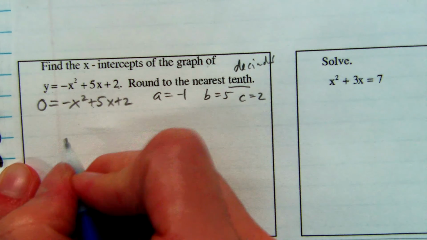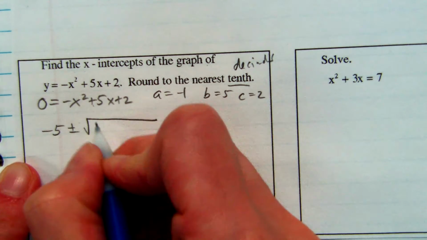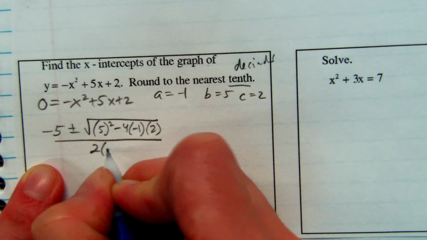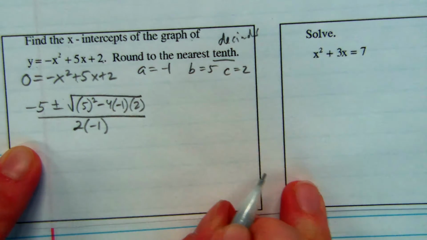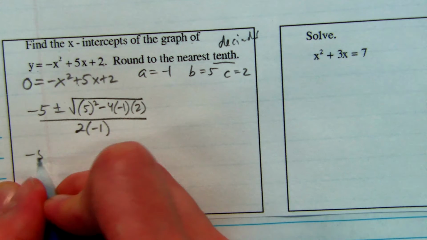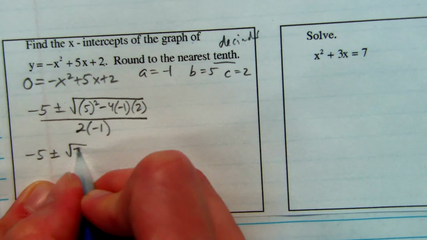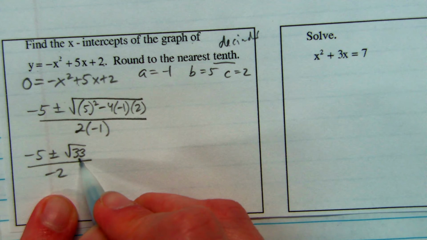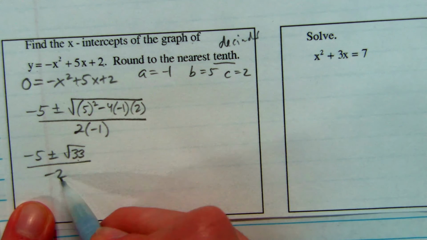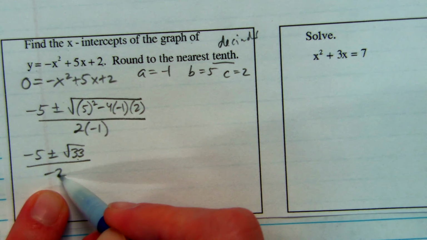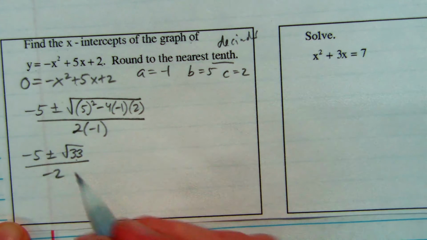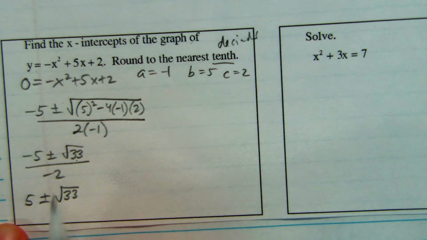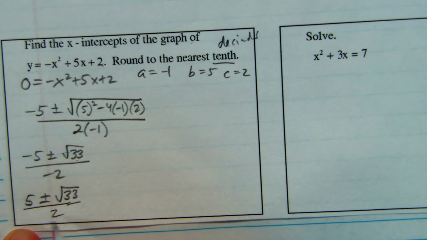So negative 5 plus or minus the square root of 5 squared minus 4 times negative 1 times 2 all over 2 times negative 1. If we do the math that's inside the radical, we'll get negative 5 plus or minus the square root of 33 over negative 2. 33 is just 3 times 11. It doesn't simplify any further. The only thing you could do with this if they wanted exact form was get the negative out of the bottom. And you do that by changing all the signs. So this becomes positive. The plus or minus is still plus or minus because you need both. And then over 2. So if they wanted exact form, this is what we're looking for.